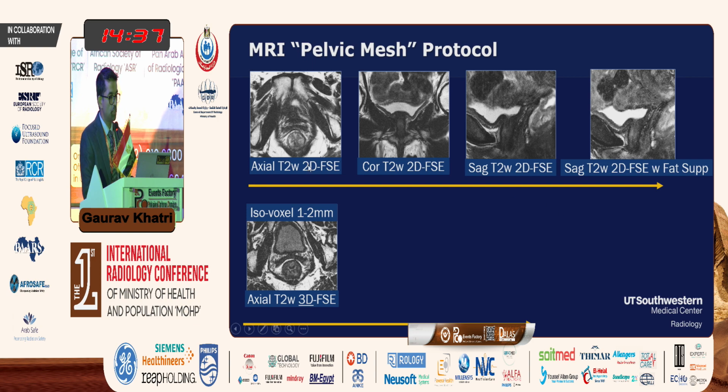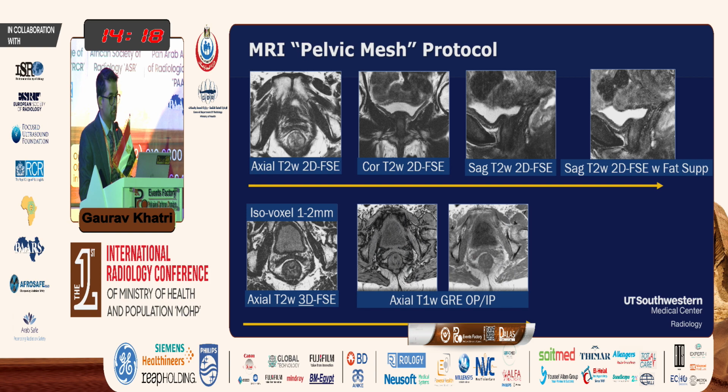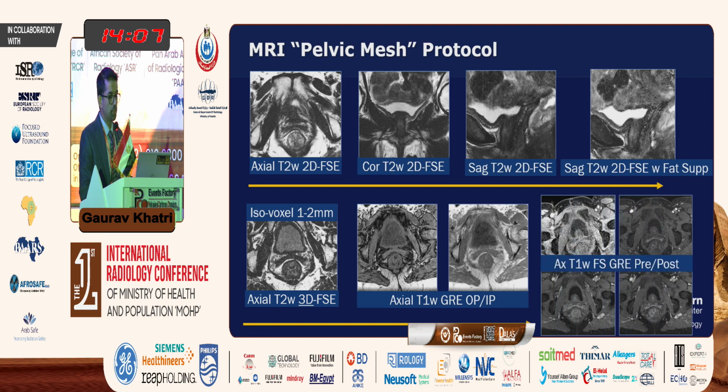So the top row here is all 2D, two-dimensional. We do a three-dimensional axial T2 weighted image, and this is done at very, very thin section, 1 to 2 millimeter, and it's an isometric acquisition. So what that means is you can reconstruct this in any plane with relatively good resolution. And then we do axial T1 weighted in and out of phase images. The in-phase images with the long time to echo, TE, allow us to see blooming artifact in areas of prior surgery. And then we do pre and post contrast T1 weighted fat suppressed images showing areas of inflammation better. And I'll show you examples of cases that use all of these sequences.